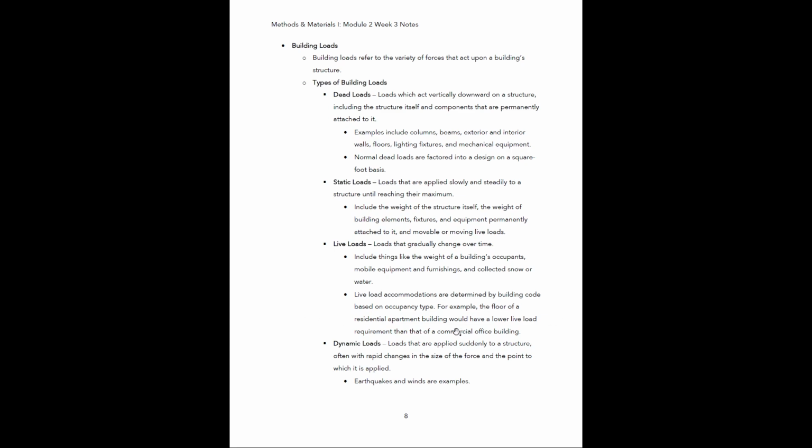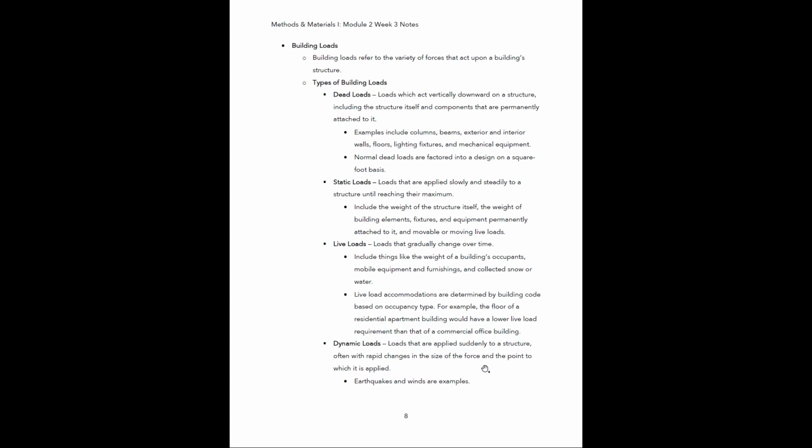For example, the floor of a residential apartment building would have a lower live load requirement than a commercial office building. So obviously a commercial office building is going to have a lot of heavy desks and heavy equipment involved, printers, servers, stuff like that weighs a lot. So they have to allocate a lot more structural support into the structural system for a commercial office building than they would for a regular old residential apartment building.